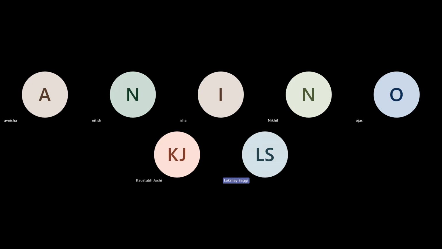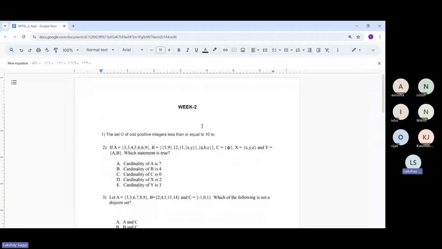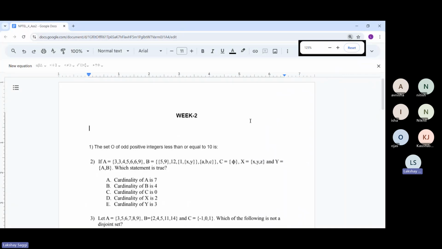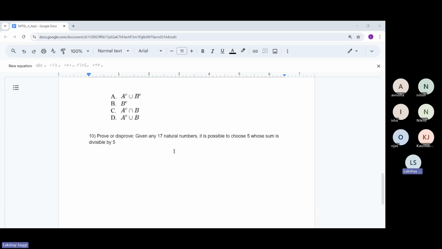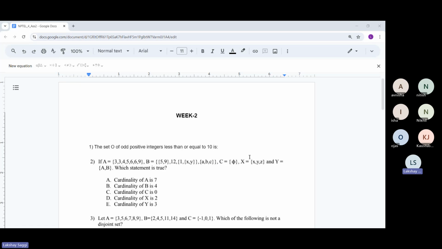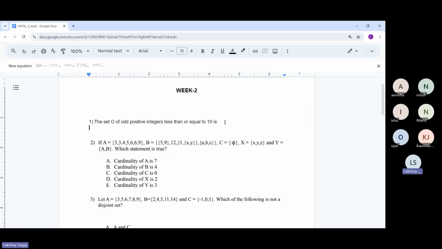Okay. So there we have it. I hope my screen is visible to everyone. If it is not, just let me know via chat. Otherwise, I'll just be assuming that everyone is able to see my screen. So we have something like 10 questions for today. Hopefully, we'll be able to cover all of them since set theory is a bit easier to grasp.